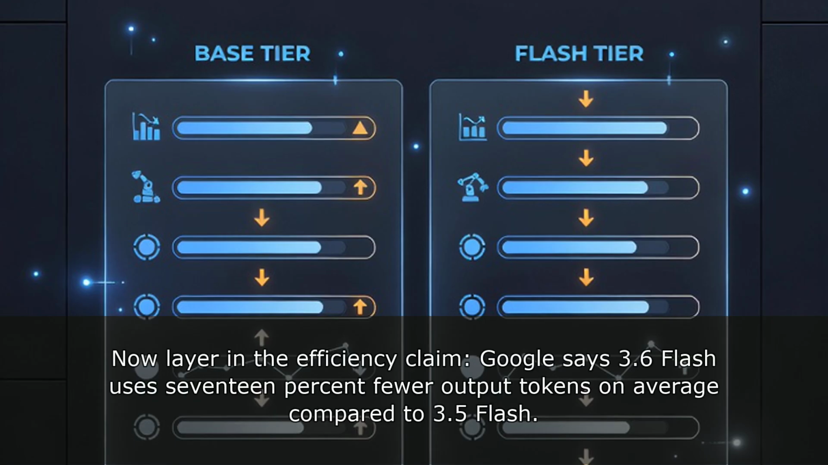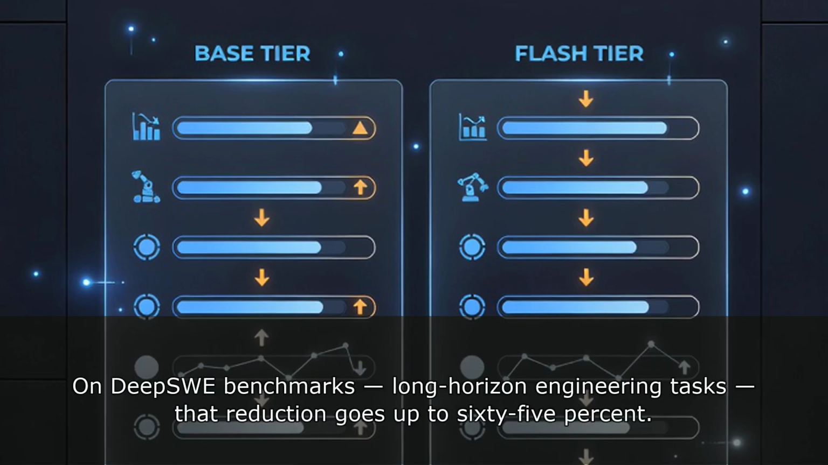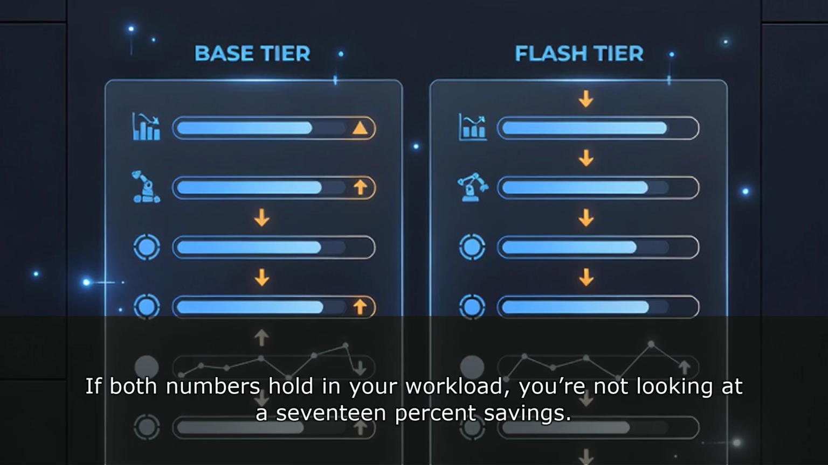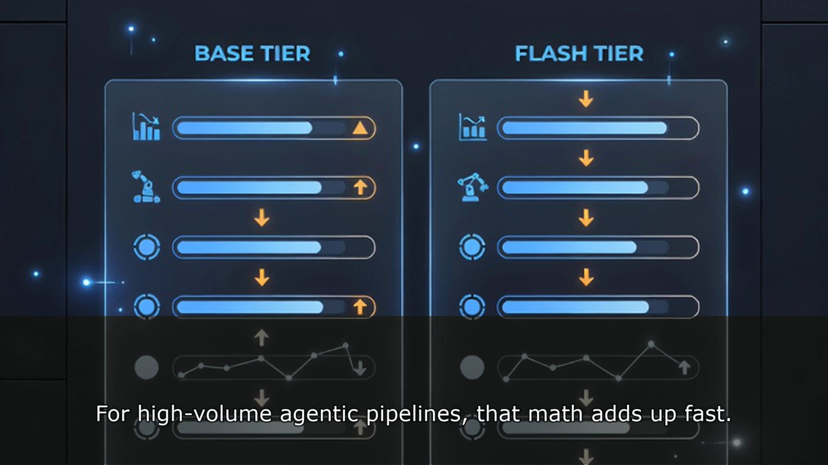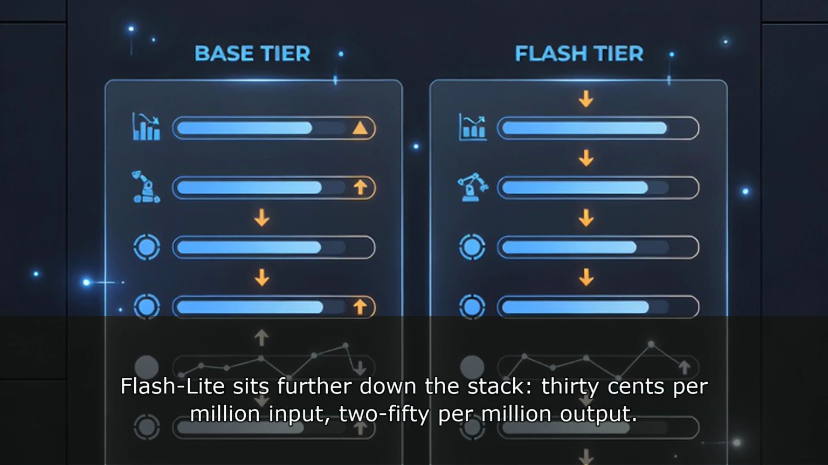Now, layer in the efficiency claim. Google says 3.6 Flash uses 17% fewer output tokens on average compared to 3.5 Flash. On deep SWE benchmarks, long horizon engineering tasks, that reduction goes up to 65%. If both numbers hold in your workload, you're not looking at a 17% savings. You're looking at compounding. Lower token count times lower price per token. For high-volume agentic pipelines, that math adds up fast.